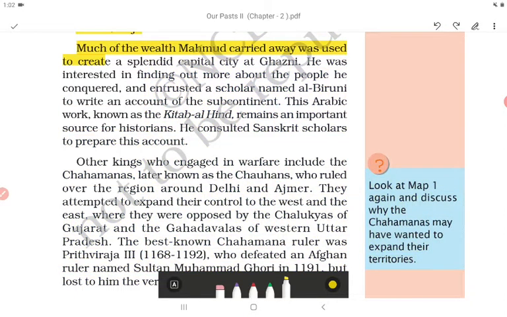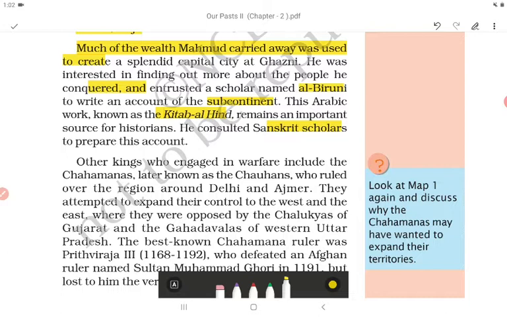He was interested in finding out more about the people he conquered and entrusted a scholar named Al Biruni to write an account of the subcontinent. This Arabic work, known as the Kitab al-Hind, remains an important source for historians. He consulted Sanskrit scholars to prepare this account.